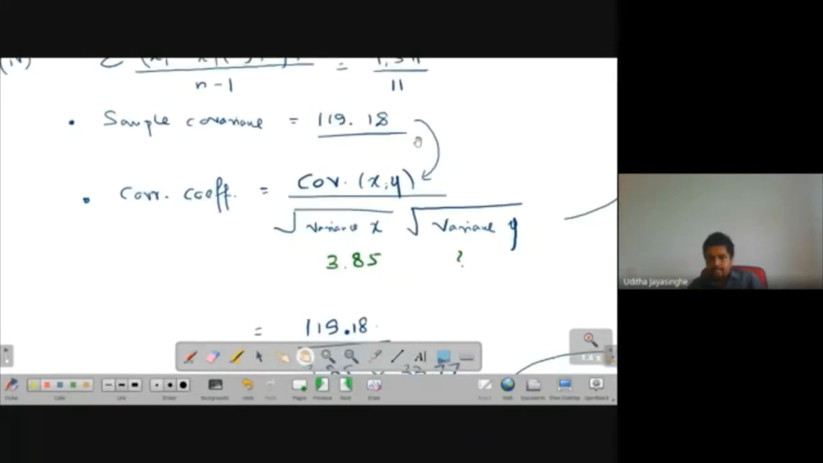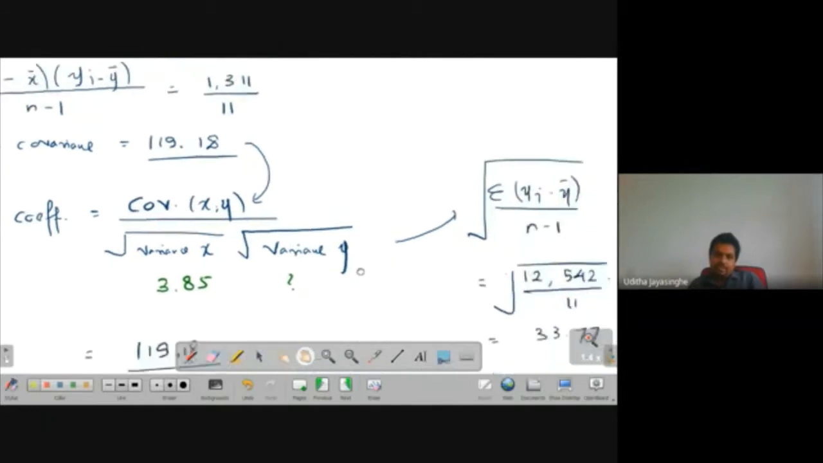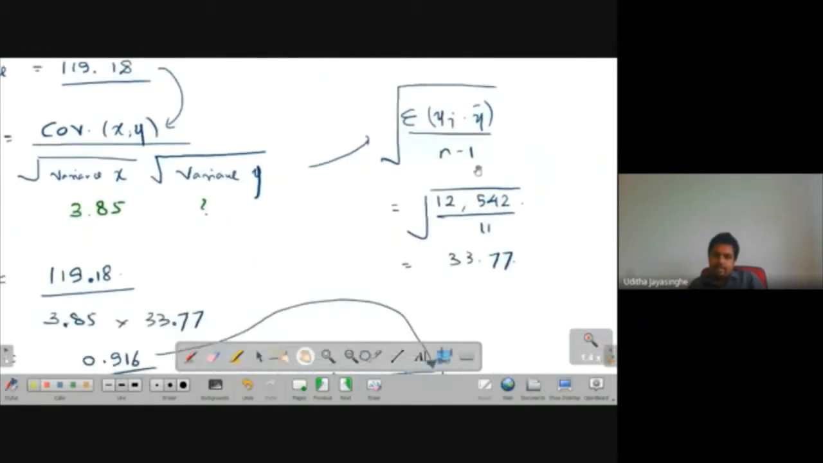This 119.18, easily we can plug it here. Standard deviation of x, 3.85, we just calculated. That's also under control. The only thing missing is the standard deviation of y. If I quickly calculate that part, luckily this sigma yi minus y bar to the square, 12,544, is also given. So all I have to do is divide this by 11 and take the square root of it. And 33.77 is the standard deviation for y.